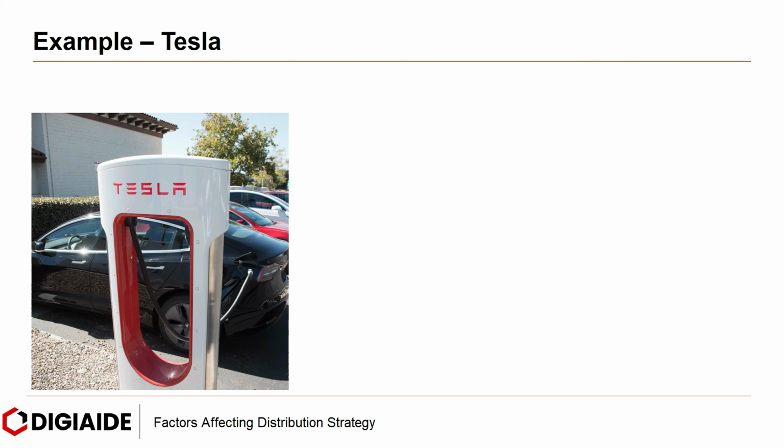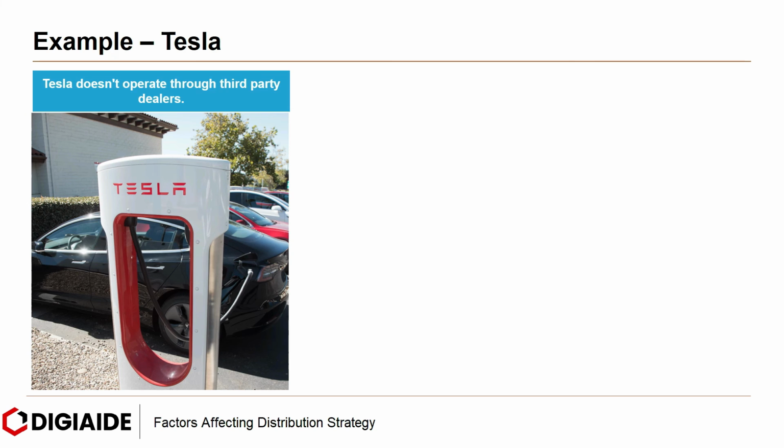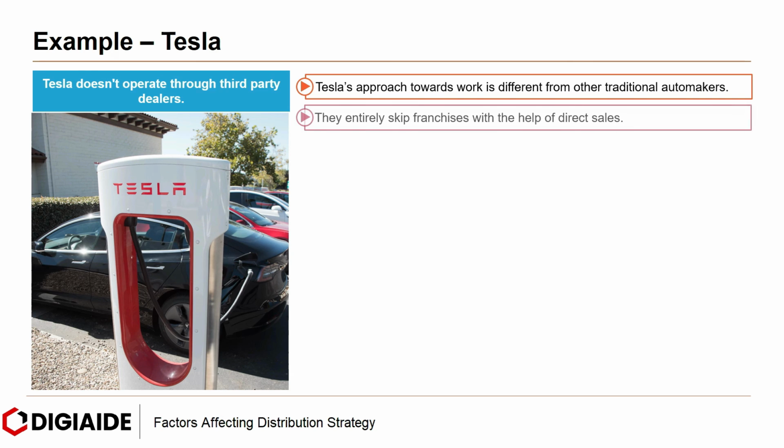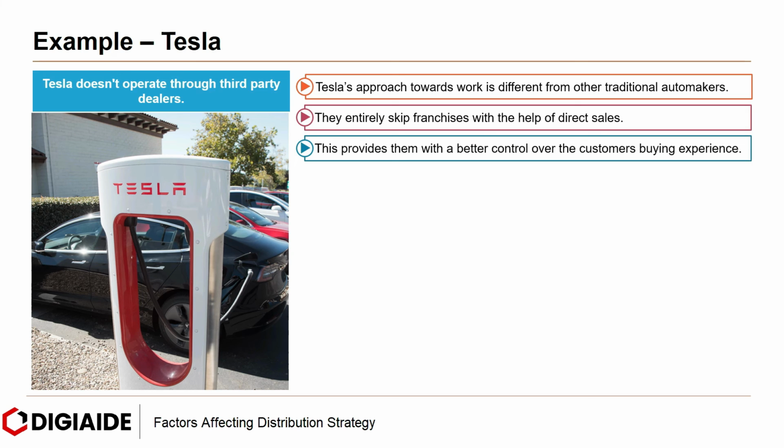Moving on to an example of Tesla. Tesla does not operate through third-party dealers. Tesla's approach towards work is different from other traditional automakers. They entirely skip franchises with the help of direct sales, thus saving a lot of cost. This provides them with a better control over the customer's buying experience.